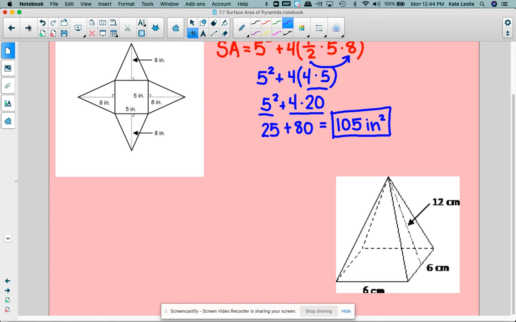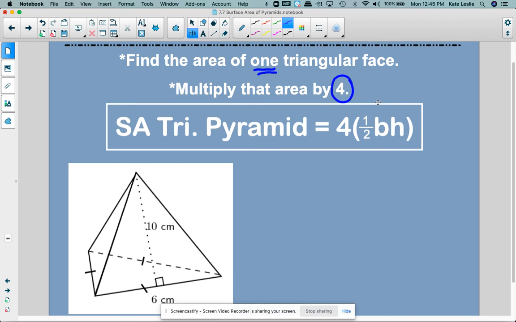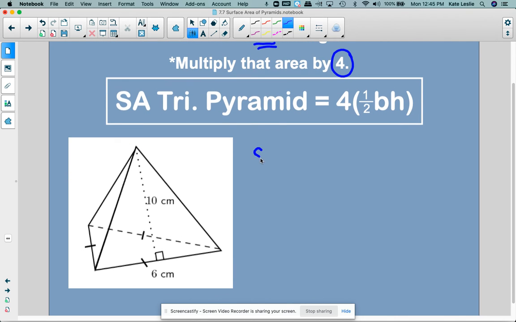Okay. All right, the next one is the triangular pyramid. Now this one's my favorite because it's the easiest formula. All you have to do is find the area of one triangular face and multiply it by 4 because all 4 faces are the same exact size and dimension. Okay, so this one's nice and easy. The surface area, we're doing 4 times 1/2 times the base. The base, as you can see, is 6 centimeters, times the height, which is 10.